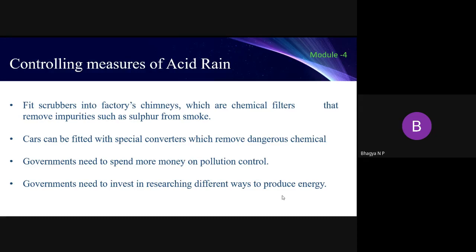And also, governments should give an opportunity to do research on the different ways of energies. Means priority to the research and priority to finding alternate energy sources, so that there is less use of gases, that is petrol, diesel and all. So in that way we can control acid rain.